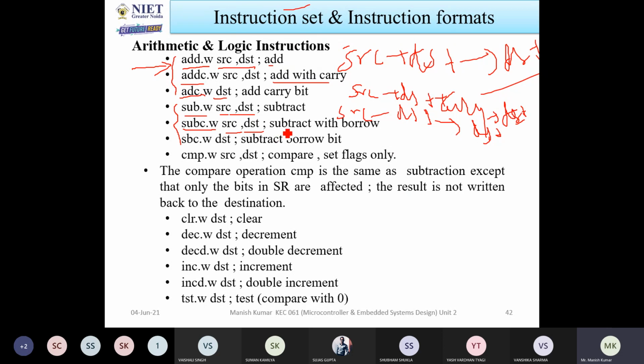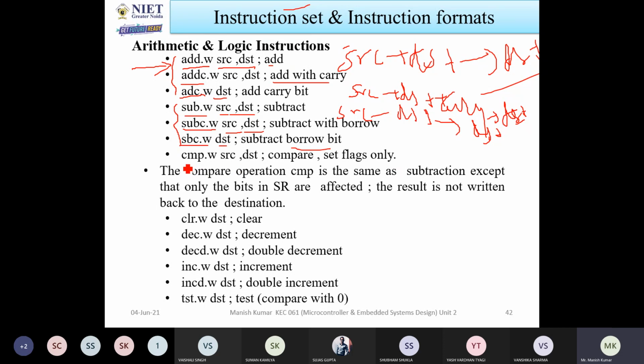it means that you are subtracting source minus DST minus borrow, and whatever the result is, that result will be stored in the DST destination register. Same way, if you want to subtract the borrow bit only, then you can use sbc.w DST. So in that case, from the destination register value, the borrow is subtracted, and you can also say that it is decremented by 1.